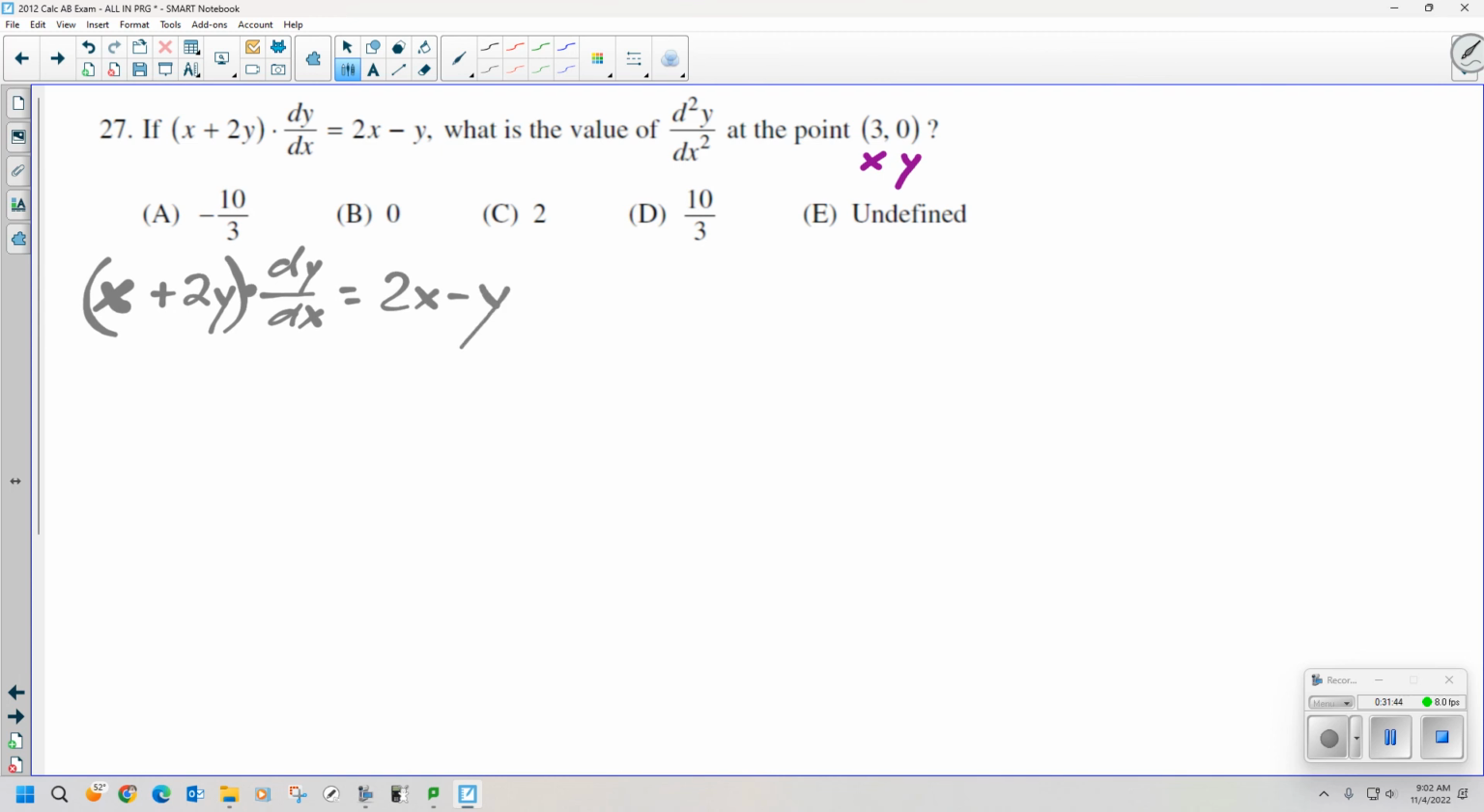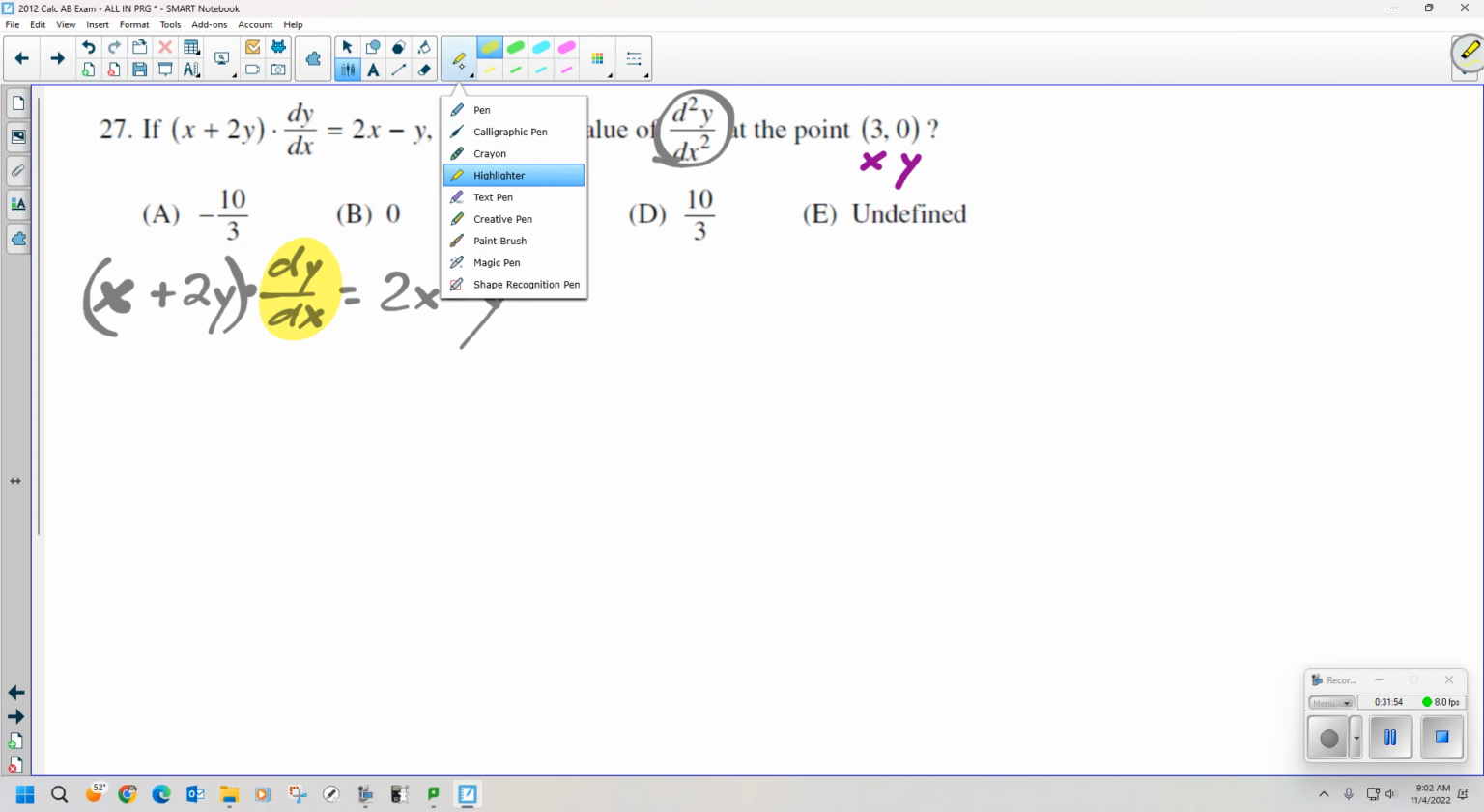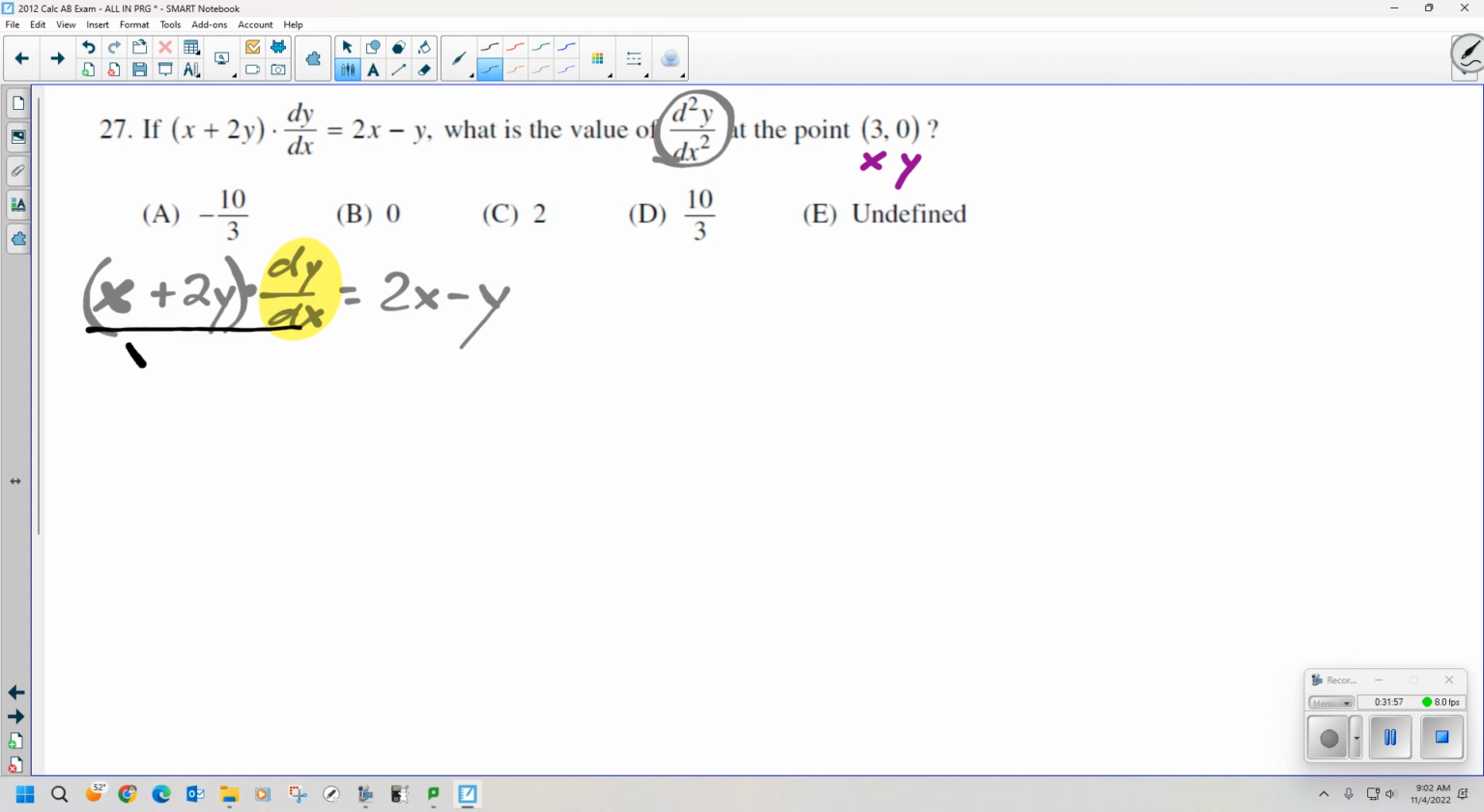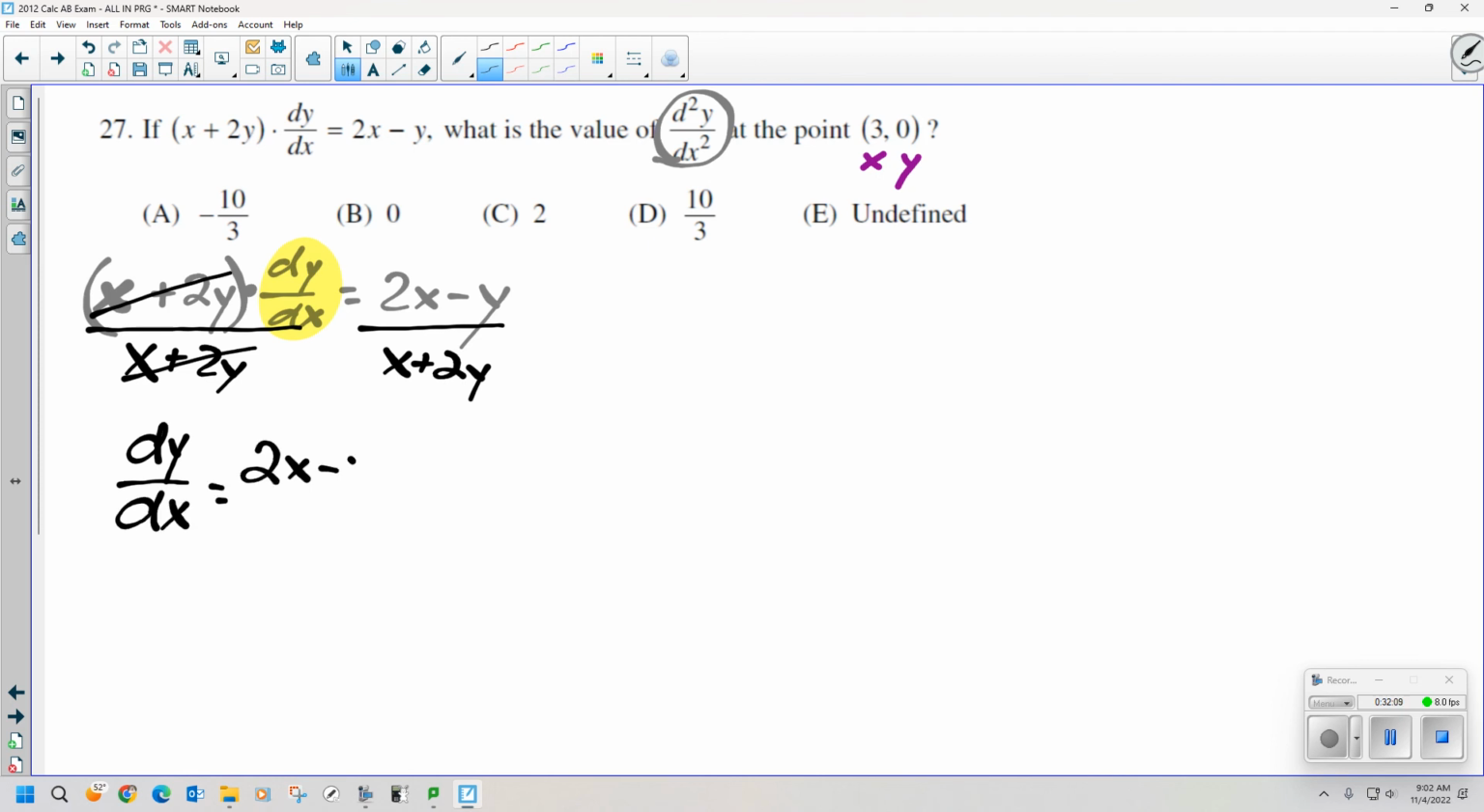In order to find the second derivative, we need to find the first derivative, which means I need to isolate dy/dx. There's only one way to do that, by dividing both sides by x plus 2y. So my first derivative equals (2x minus y) over (x plus 2y). That's the first derivative. They want me to find the second derivative.